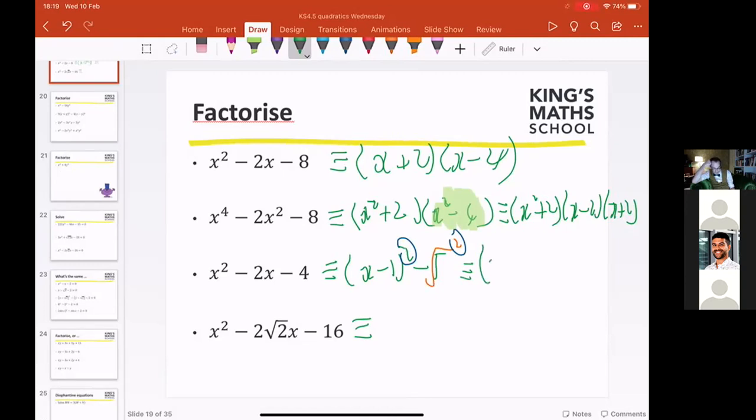Yeah, exactly. That's exactly what I was fishing for. Yes, thank you. x take away 1 take away root 5, x take away 1 plus root 5. And so this idea of factorizing, we kind of say it does or doesn't factorize. Well, it depends what you're allowed to have in the bracket. And if you're allowed to have root 5 in the bracket, it does factorize.